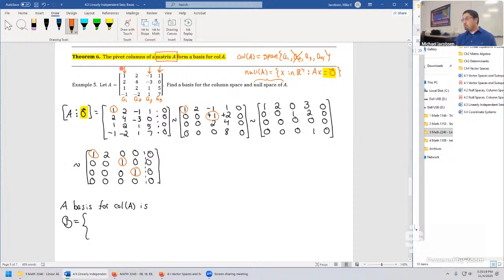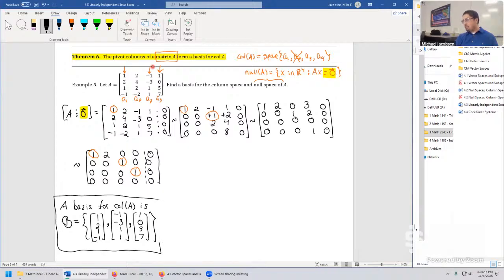So it goes 1, 2, -1, 1, -1. Then column 2 is a combination of the others. So go to column 3, -1, -3, 1, 1. And column 4, 1, 0, 5, 7. So we have half our answer. I'll put it in a box because our work is kind of all over the place with the null space being worked at the same time. That's kind of nice. Column space is done.